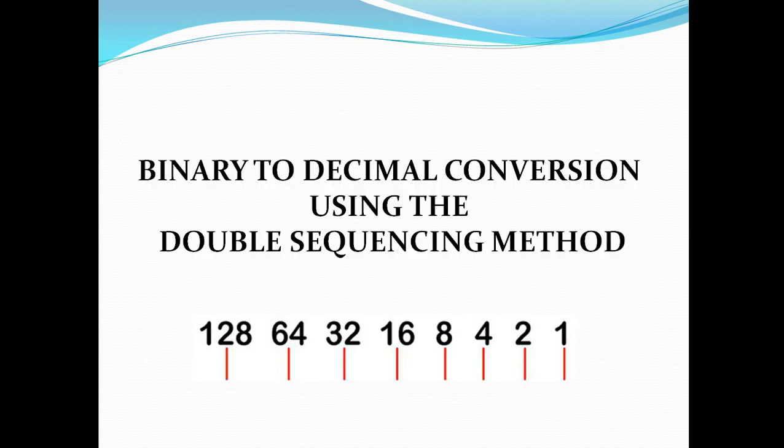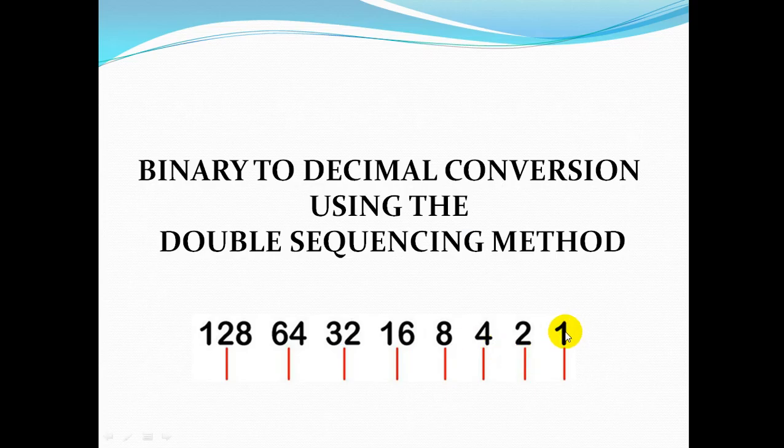So let's move on. Binary to decimal conversion using the double sequencing method. How do we convert from binary to decimal using the double sequencing method? This is the most interesting part of this class, and it makes binary conversion to decimal very, very simple and easy. Now let's look at the double sequencing chart that we have here.